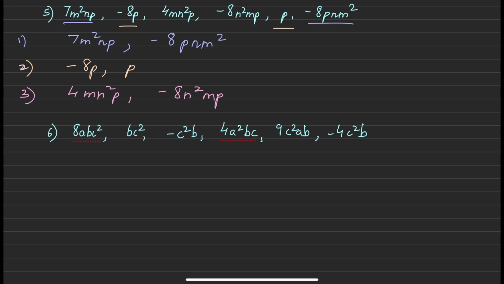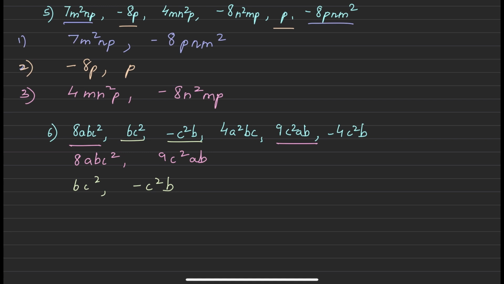ABC square. Do we have 1a, 1b, 2c's? Okay, 8. ABC square. Do we have 1a, 1b? Yes, 1a, 1b. Look at this one. We have just 1a, 1b and 2c's. So 9c square AB is one group. BC square. So 1b and 2c's. Yes, I can already see. It's very close. See, these are like terms. BC square and negative C square B.